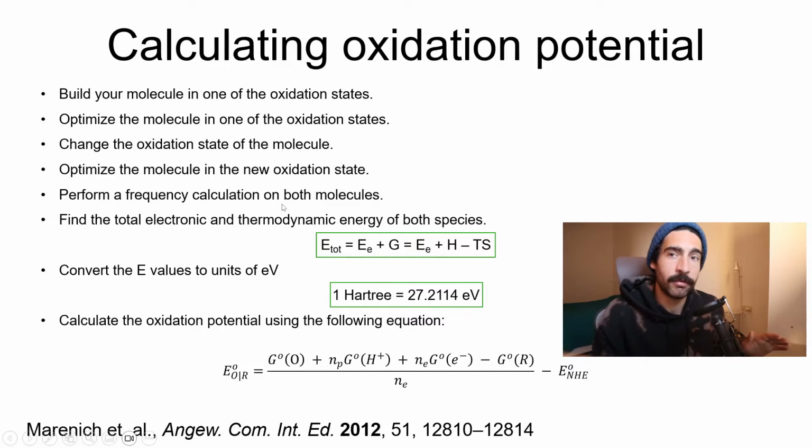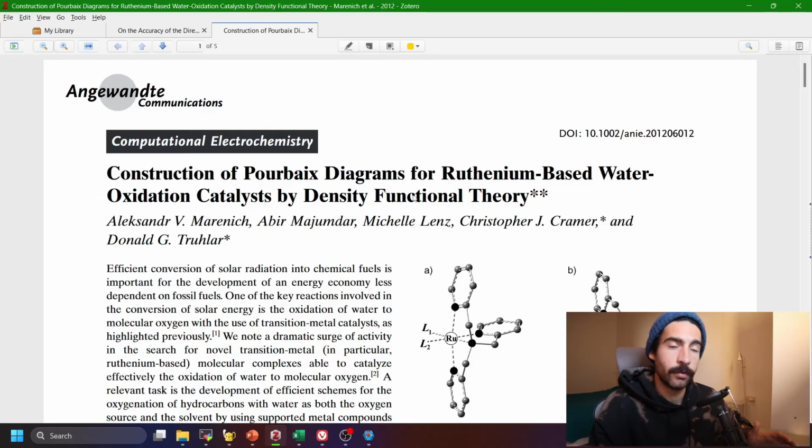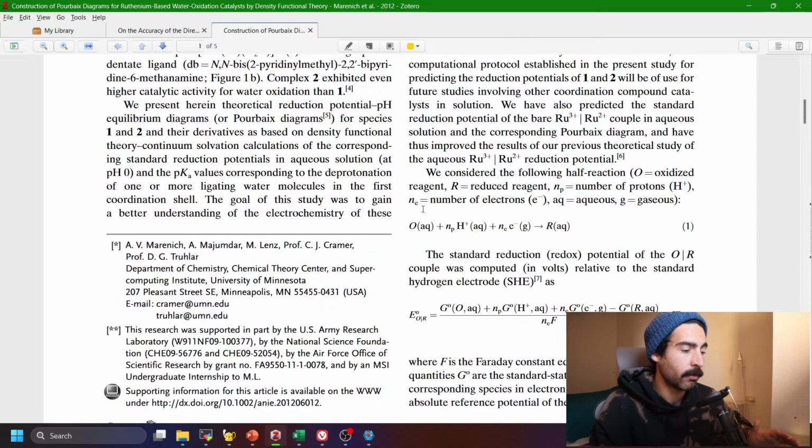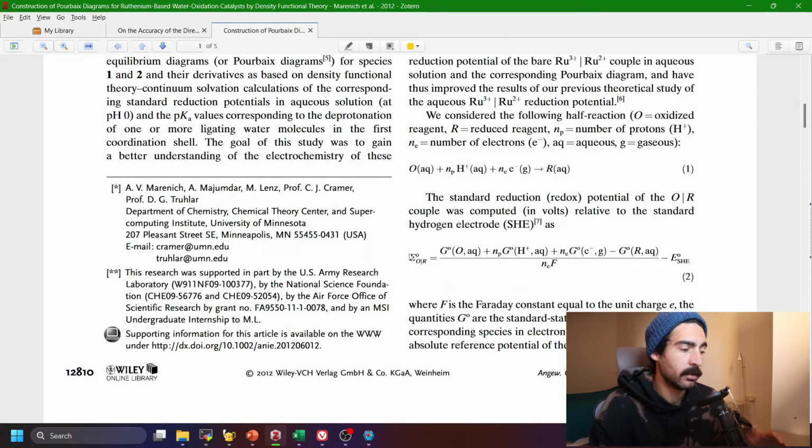And this time, instead of using kcals per mole, we're going to want to calculate our total energy in terms of electron volts. So here I have a conversion factor of Hartrees to electron volts. And then we can use this oxidation potential equation, which is from this paper. So if you look at this paper published in Angew in 2012 by the Truhlar group, you can scroll down and find the equation that they used to determine the oxidation potential.